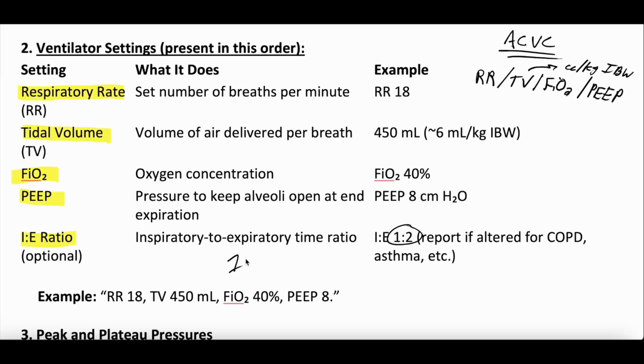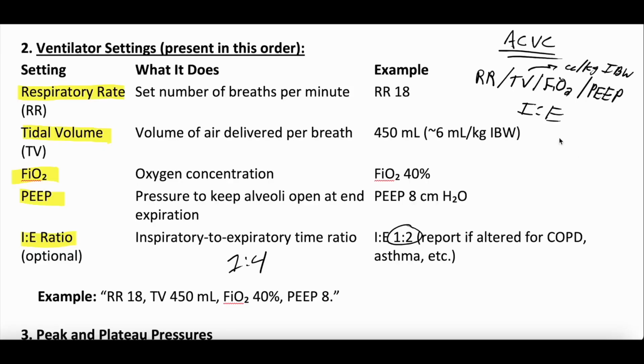So let's say they're on an I to E ratio of 1 to 4 because they have a bad COPD exacerbation. You can then add that I to E ratio at the end, right? So patient X is on AC VC. Mechanical ventilator settings are 18, 450, which is about 6 cc's per kg of ideal body weight, FiO2 40%, PEEP of 8. Their I to E ratio is still 1 to 3 for their obstructive lung disease.